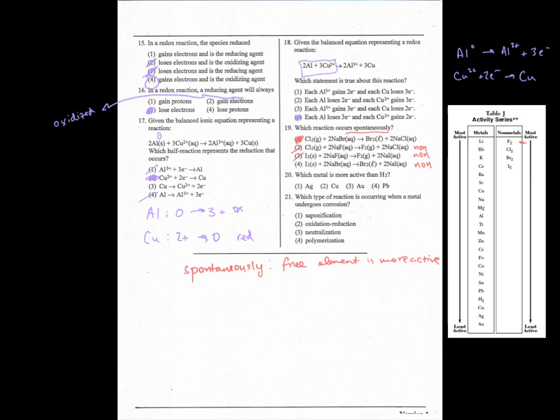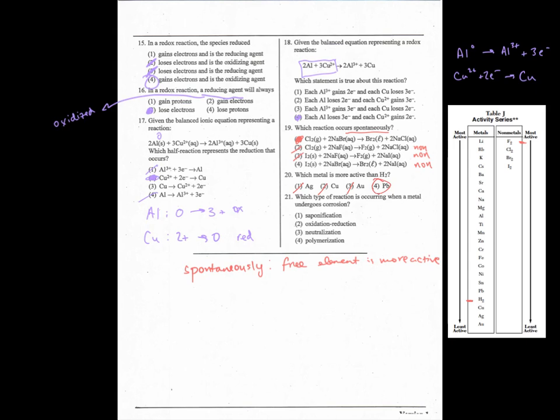Okay, number 20. Which metal is more active than H2? So again, we're looking at table J. Here is H2. So we're looking for any one of these guys that are above H2. So Cu is below, Ag is below, Au is below, and Pb is the one right above it. So it's more active.